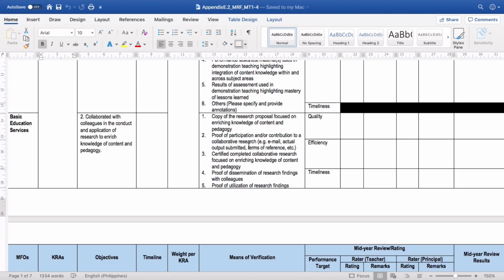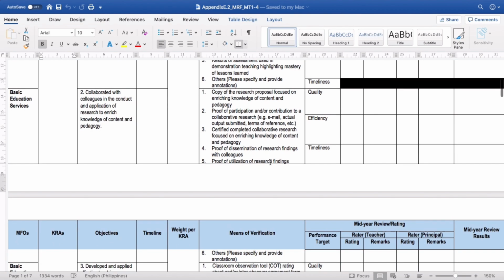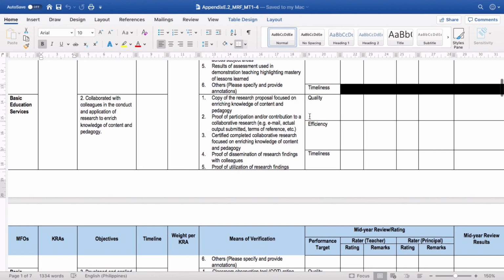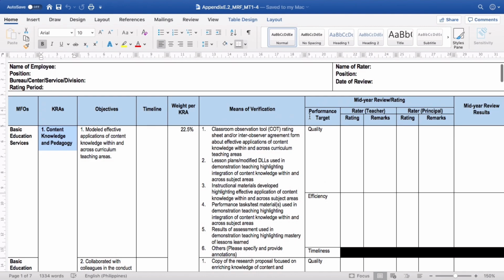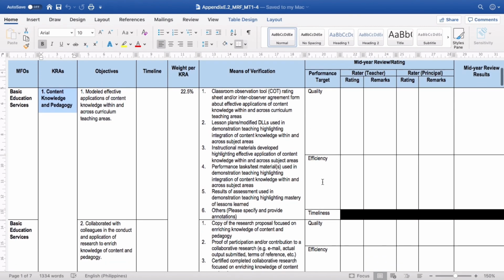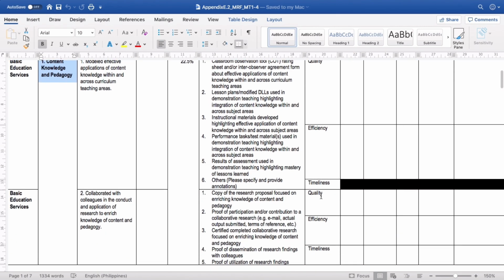Certified, completed collaborative research focus on enriching knowledge of content and pedagogy, proof of dissemination of research findings with colleagues, and proof of utilization of research findings. So, dito po sa objective number 1, quality and efficiency lang, walang timeliness. But here in objective number 2, we have the quality, we have the efficiency, and timeliness.